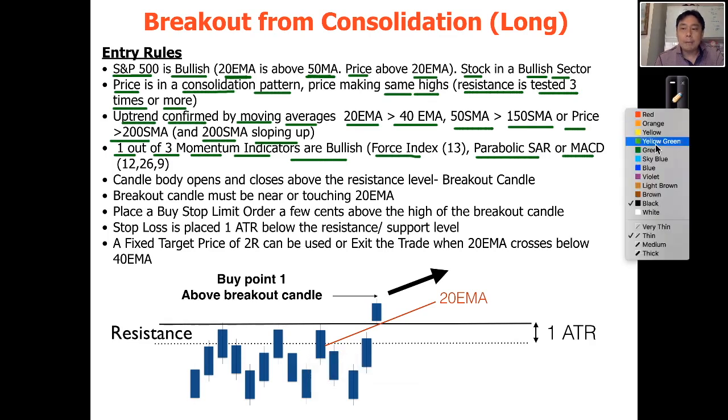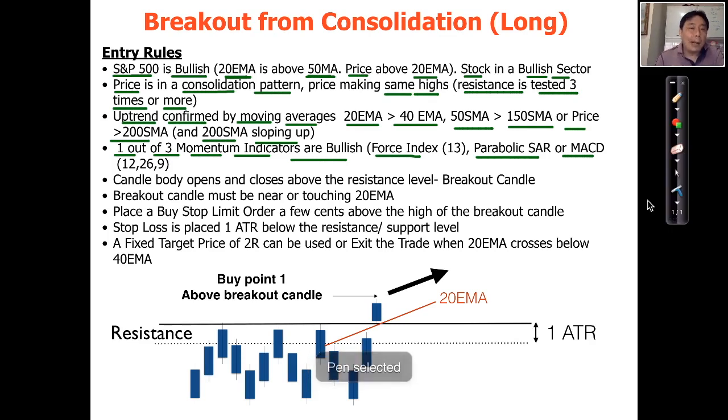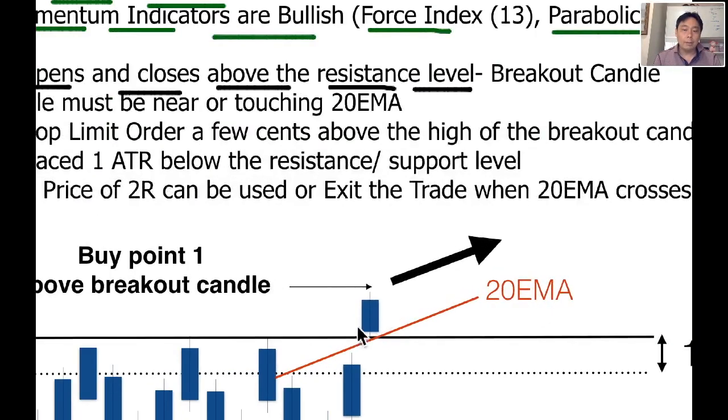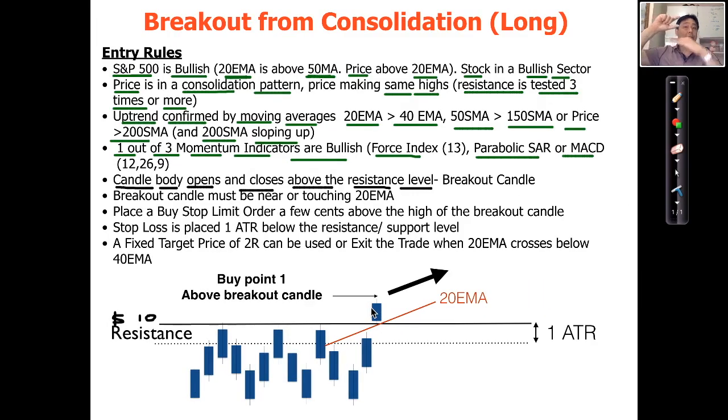Now, the first thing is, to me, the safest breakout is when a candle body opens and closes above the resistance level. And I call that a breakout candle. So in other words, this line that you see, that's the resistance line. So again, let's imagine that's $10. So I want to see that there's a full candle body above the resistance level. So the opening and the closing of the day is above the resistance level. Now the lower shadow of the candle, it can go below the resistance, that's fine.